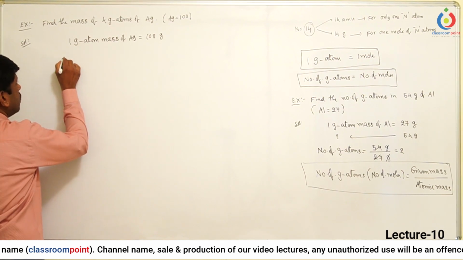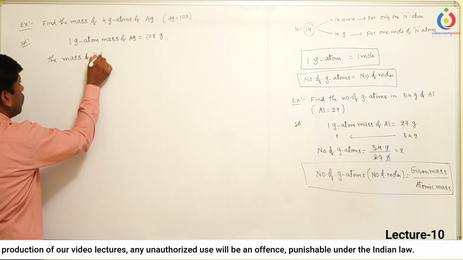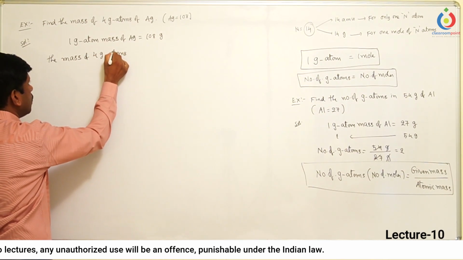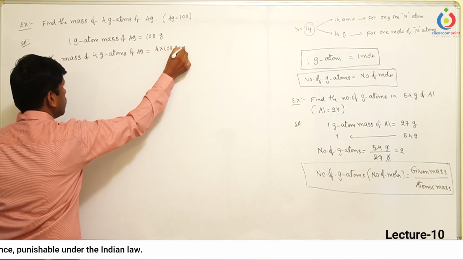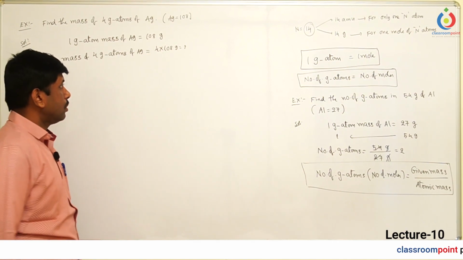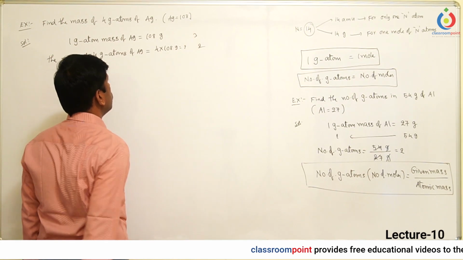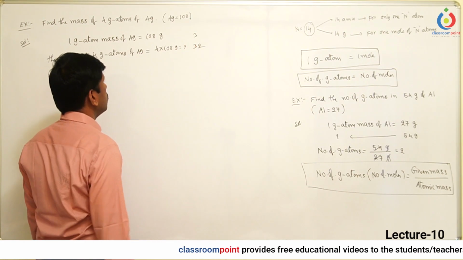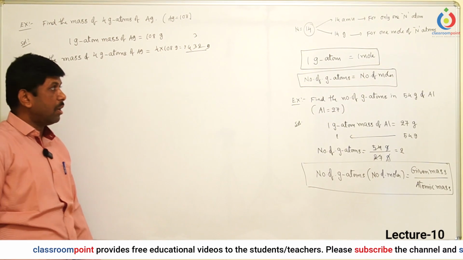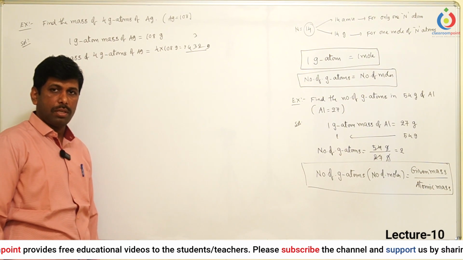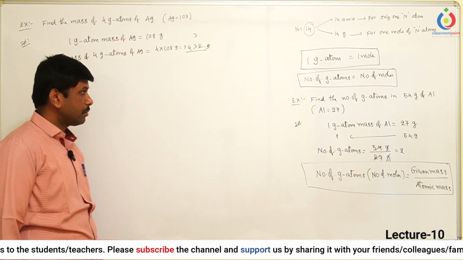Then the mass of 4 gram atoms of silver is equal to 4 into 108 grams. This is the answer. So you can write down this one: 4 into 108 is 432 grams. We can solve the questions of gram atomic mass using this type of formula also. Now let's try to calculate the molecular mass and gram molecule.